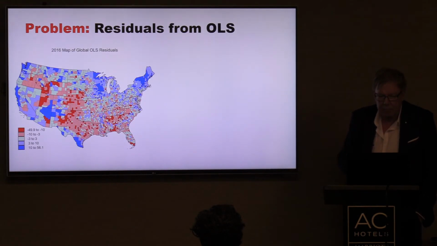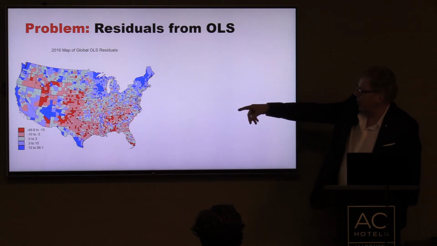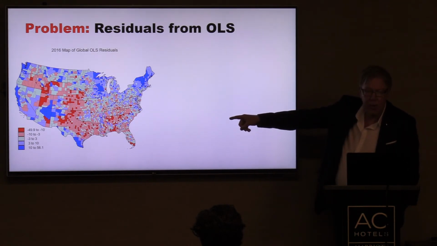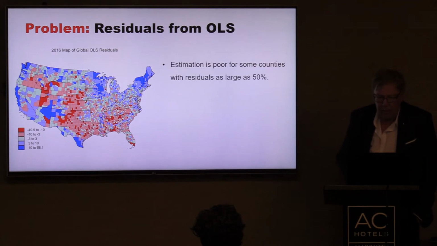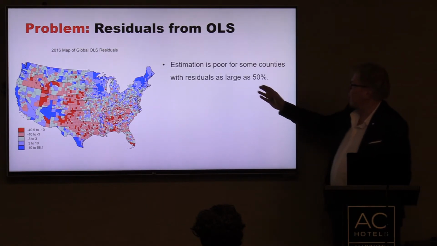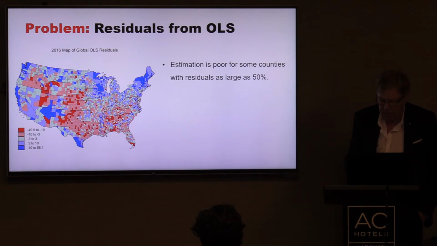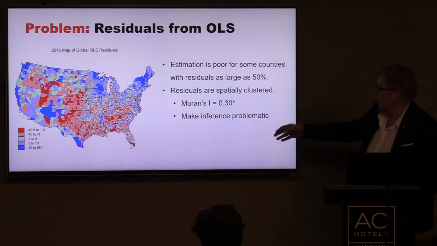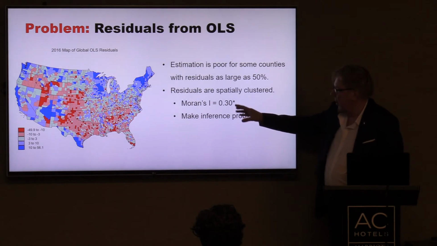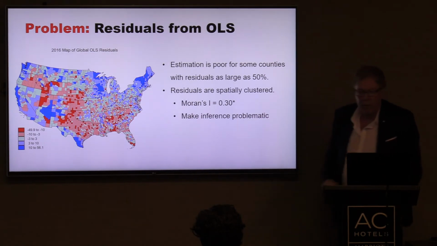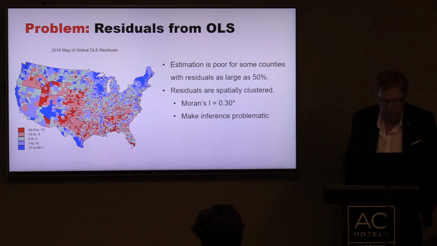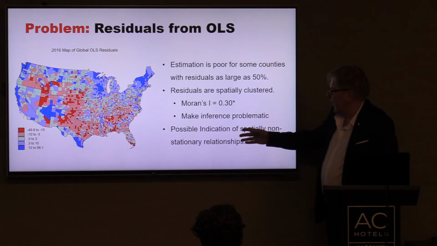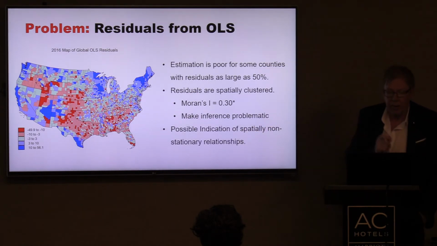The problem, obviously, in doing that is when we look at the residual map, it looks like that. It's absolutely horrendous. The estimation's poor for some counties, with residuals as large as 50% in some cases. But they're also clustered, significantly so. The Moran's I is 0.3. It's significantly different from 0. And obviously that makes inference a problem. It's also a possible indication of spatially non-stationary relationships, that these determinants of voting behavior might vary over space.